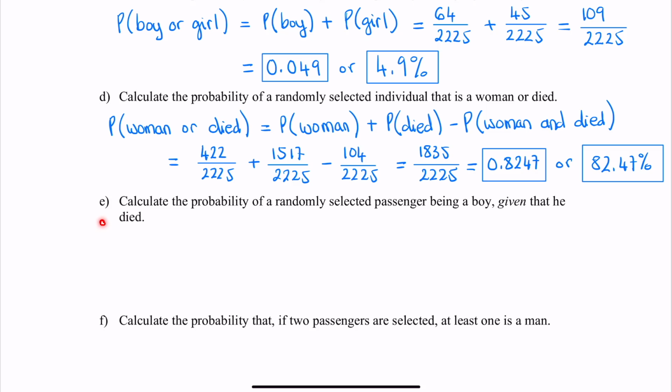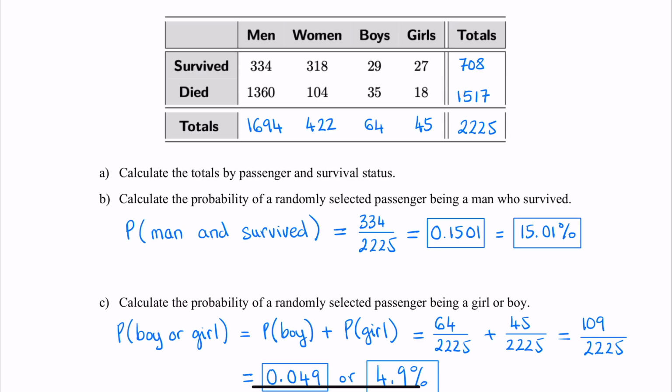Part E. Calculate the probability of a randomly selected passenger being a boy given that he died. This is an example of conditional probability. Since we're given that the person died, we consider only the total number of deaths rather than the overall total. Let's look at the table. There are 1,517 deaths in total, of which 35 were boys. So the probability is 35 divided by 1,517.